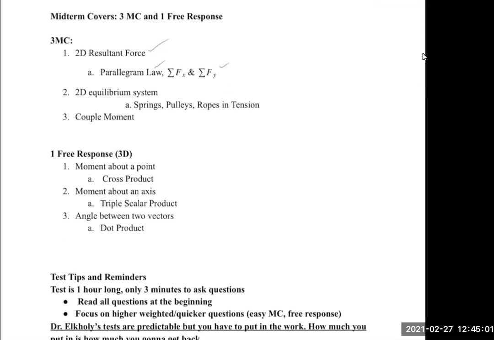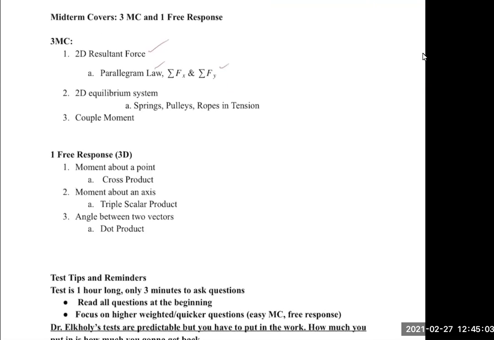Okay. The second problem is going to be a 2D equilibrium system: summation of the forces, springs, pulleys, ropes in tension, and whether you can balance out the system so that it stays in equilibrium. All you need to use is summation of the forces in the x direction and summation of the forces in the y direction for 2D equilibrium.